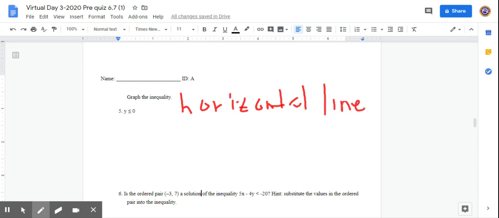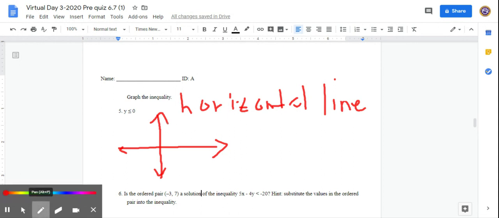Okay. Horizontal line. So we're going to draw our axes. Okay. And then, let me see if we can get yellow. So y is less than or equal to 0. Where is y equal to 0? Y is equal to 0 at the origin, okay? Now it's a horizontal line. Where is y equal to 0? Everywhere on the x-axis.